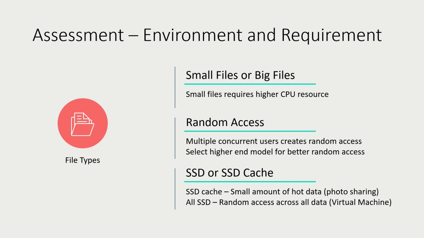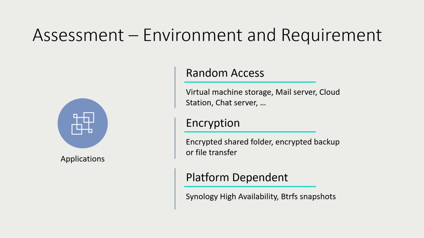For the same amount of data transferred, very small files will require much more processing by the CPU and will therefore have an impact on performance. So always bear that in mind. And then the type of access, whether it's random or more sequential, will have another impact on the CPU, and random access will also benefit from having SSDs, whether as a volume or as a cache. The applications linked to random access, what's going to require that? Well, anything around virtualization, databases, whether it's an email server, Cloud Station or Synology Drive Suite, or a chat server.